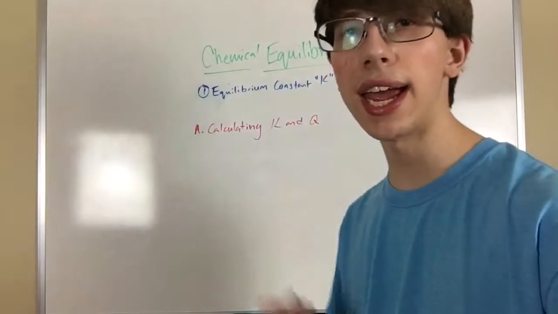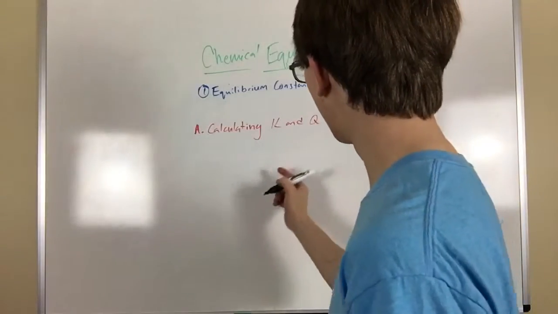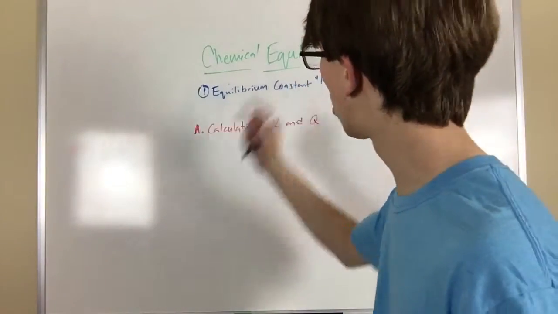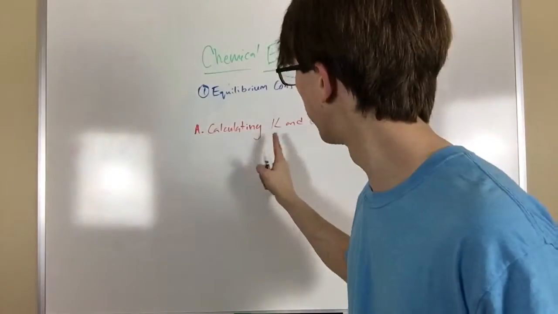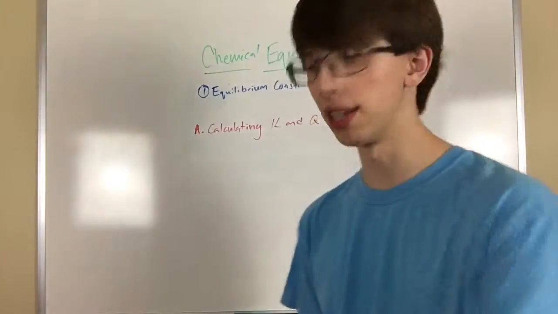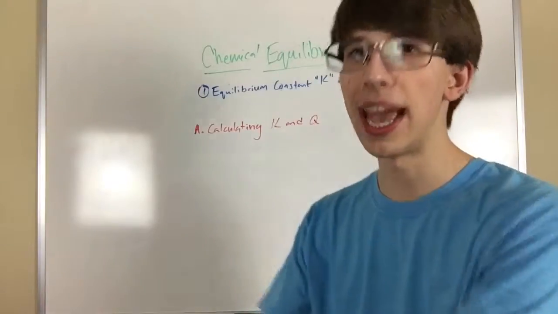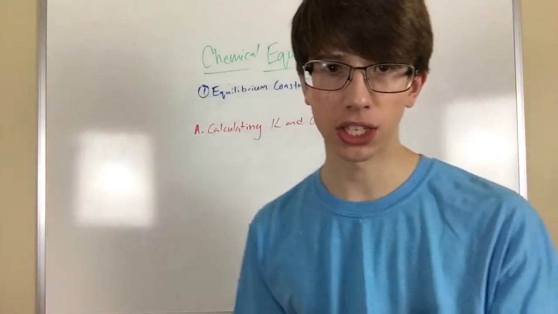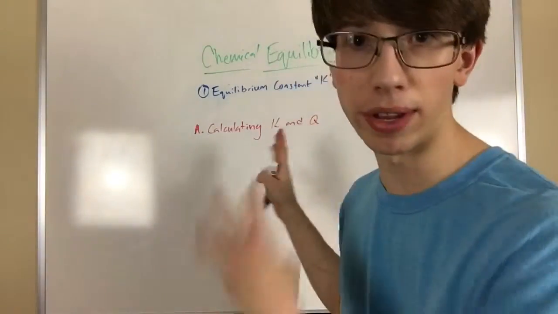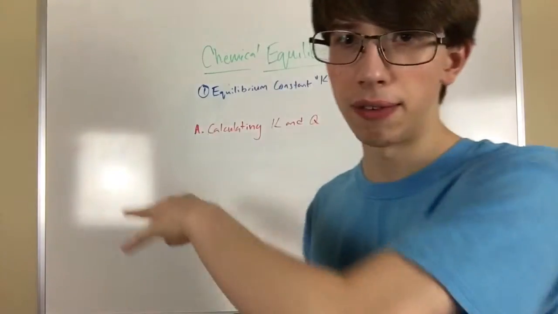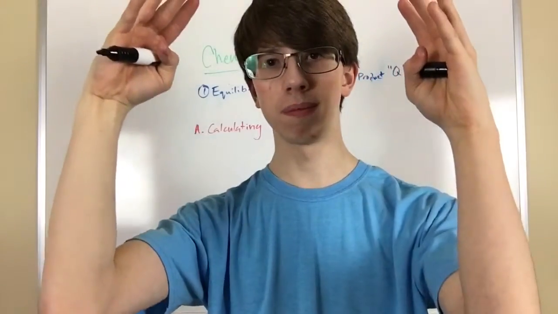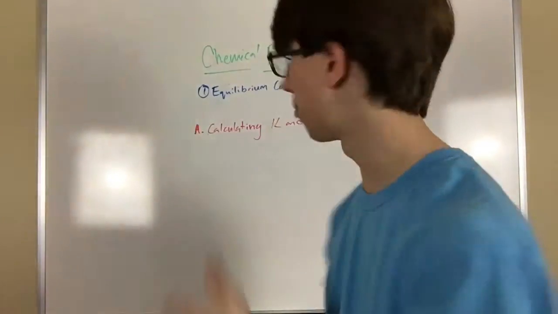So how do we calculate K and Q? Well, K and Q are calculated in the same manner. But K is an equilibrium constant, meaning that this value of K is always constant when the reaction is at equilibrium. Always constant, unless you manipulate the reaction somehow, add something to the reaction, or take away something. Changing the speed will still keep K constant. If you add a catalyst, you will still get the same equilibrium constant that you had before.